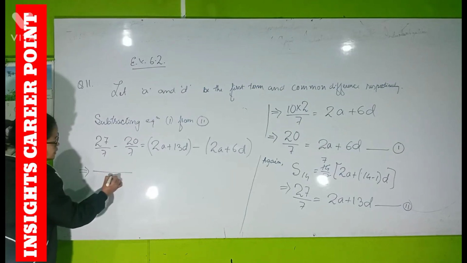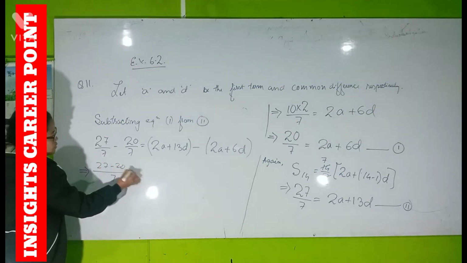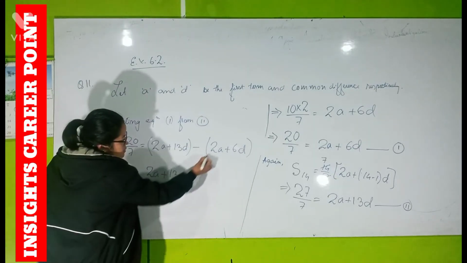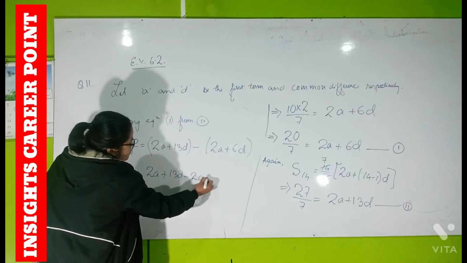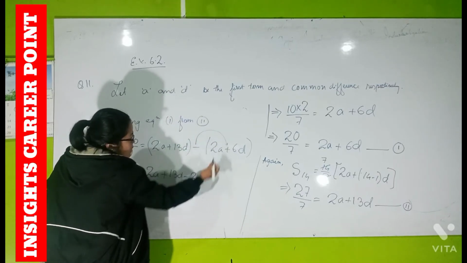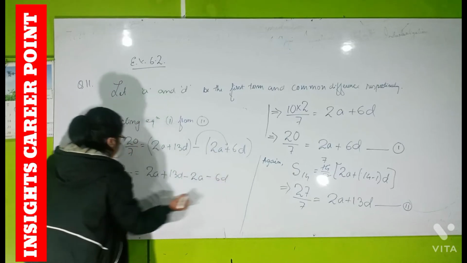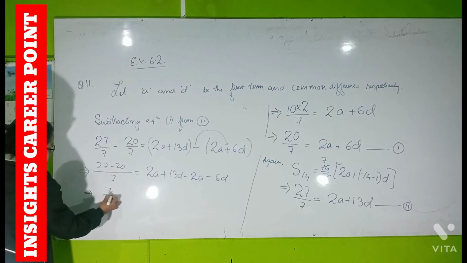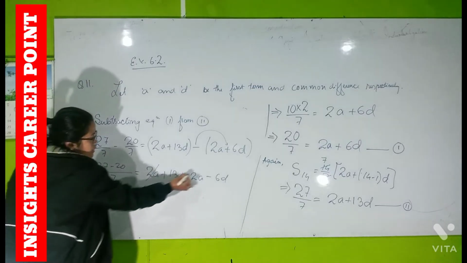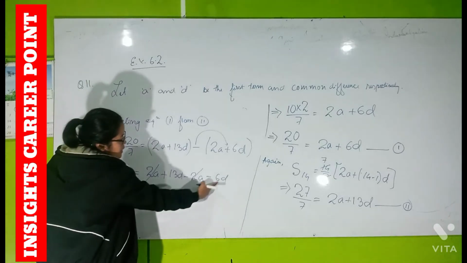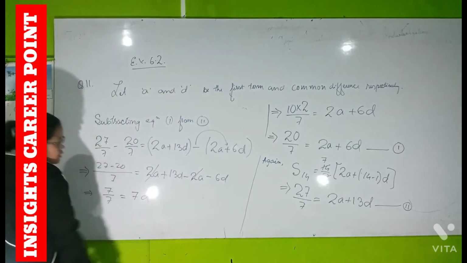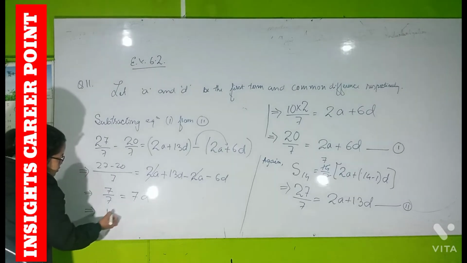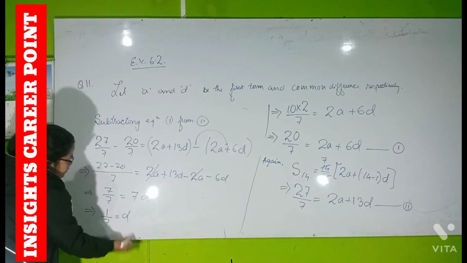This implies that let's take LCM. 27 minus 20, let's open the bracket, twice a plus 13d minus twice a, minus 6d. And here 27 minus 20 is 7. Twice a and twice a cancel, 13d minus 6d is 7d. 7 divided by 7, 1 divided by 7 equal to d.